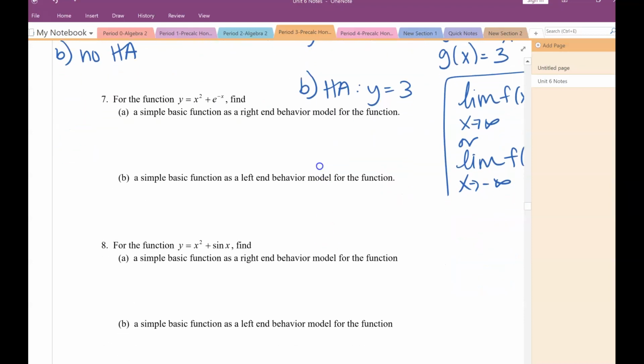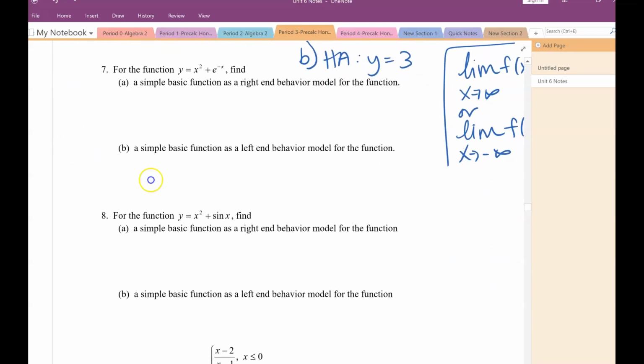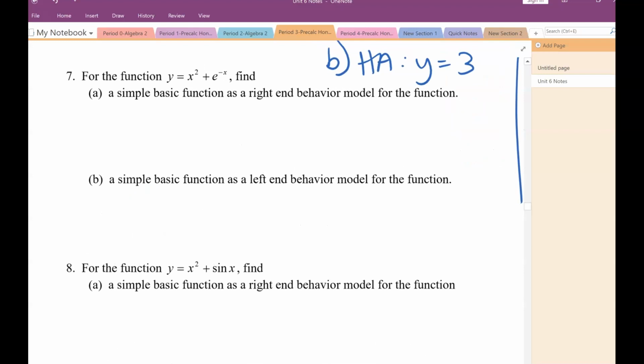Okay, this one, not so much. For your function y equals x squared plus e to the negative x, find a simple basic right end behavior model for your function. And I'm looking for the right end behavior. So by definition, would you agree that's right end behavior, meaning I'm approaching positive infinity? You already have f of x, which is x squared plus e to the negative x. Now I'm looking for g of x. When I divide those, I should equal to what? 1, right?